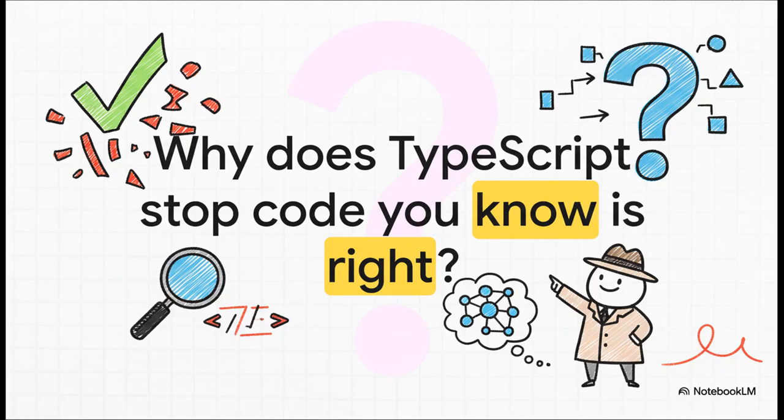So, have you ever been here? You've written a piece of code, you know for a fact it's going to work just fine when you run it, but TypeScript just throws up its hands and gives you this big, angry red error. It's so frustrating, right? It feels like it's just getting in your way. But what if it's not? What if it's actually trying to help you solve a mystery?